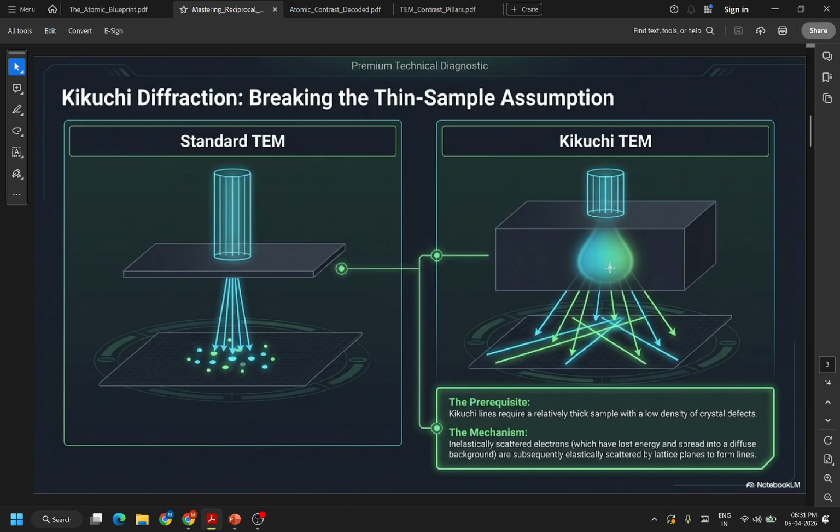So Kikuchi lines require a relatively thick sample with a low density of crystal defects. Inelastically scattered electrons, which have lost energy and create a diffuse background, are subsequently elastically scattered by lattice planes to form lines. So first, due to the thicker sample, there will be inelastic scattering, and the electrons are then elastically scattered by the lattice planes to form these Kikuchi lines.